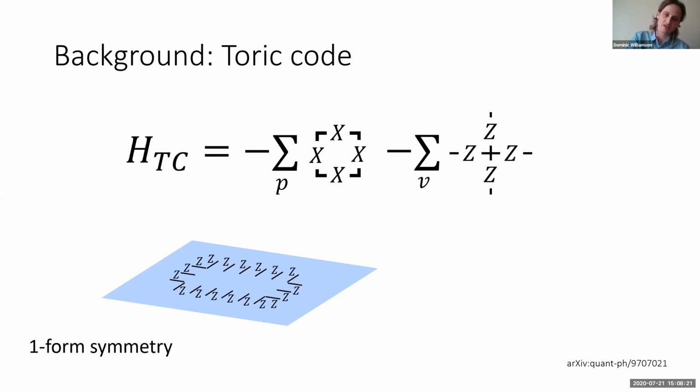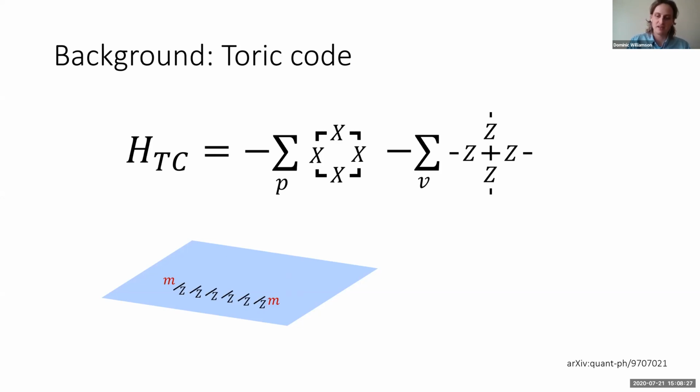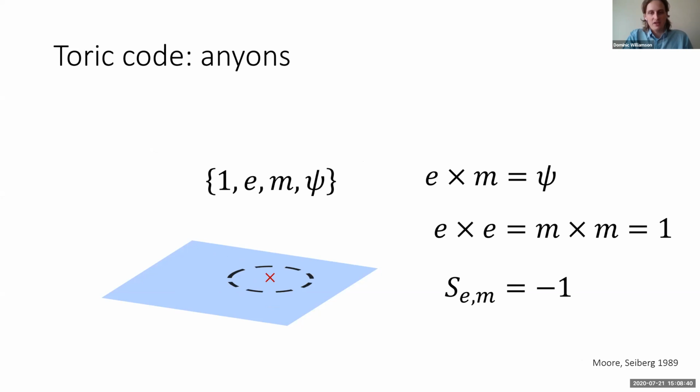Okay, and you have a dual version of this from the Z terms, another codimension 1 symmetry. And this creates another kind of anionic excitation, which I'll call M. And you can put these two together to get another fusion of these two excitations, which I'll call psi. So the topological data describing this toric code, basically these 4 different superselection sectors, the vacuum, E, M, and psi. And it turns out that's everything. And they have this simple Z2 times Z2 fusion rule.